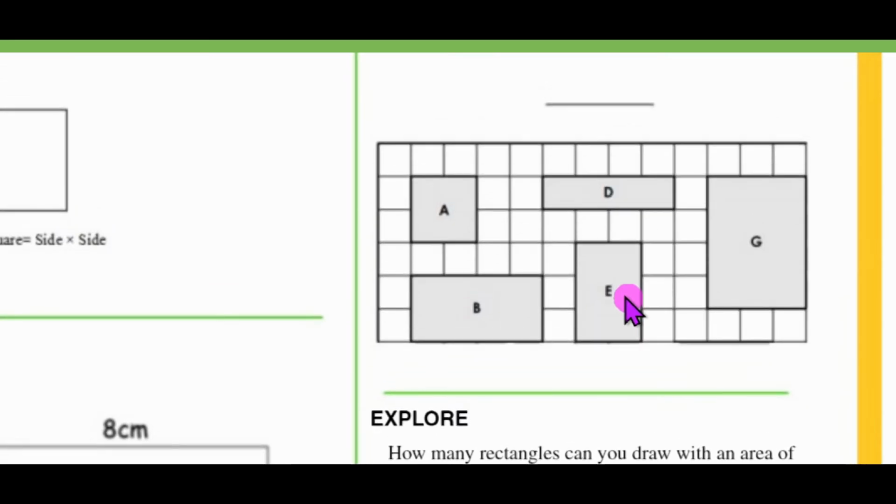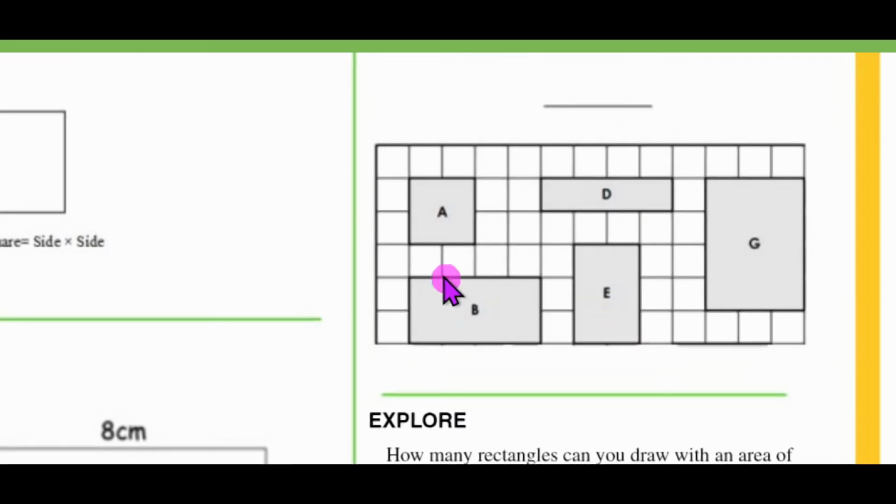Let's look at this one. A, I can see that we have 2 units here, and it goes down by 2 units as well. So if we were to multiply side by side, 2 times 2, we would get 4. And if we were to draw the lines here, 1, 2, 3, 4.